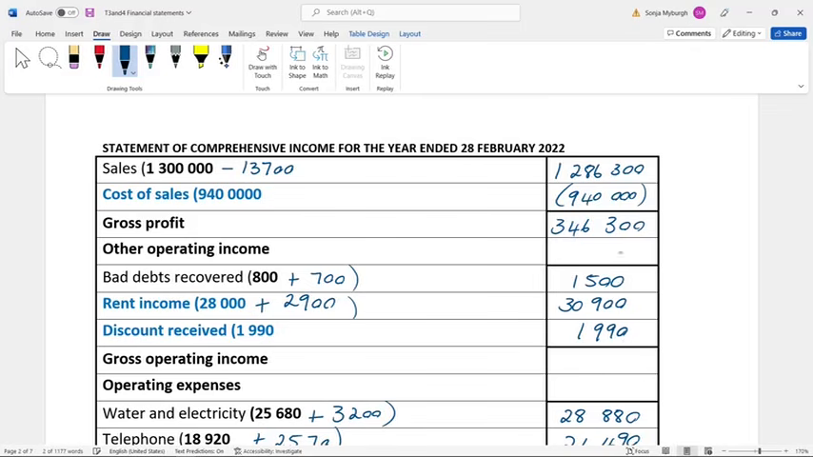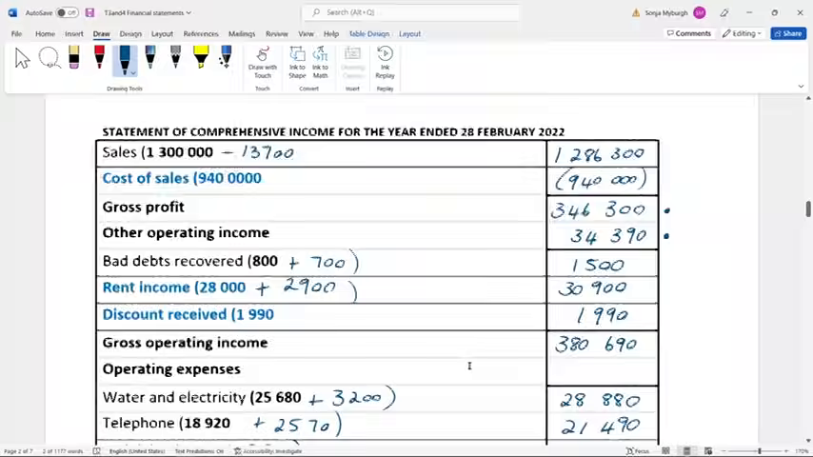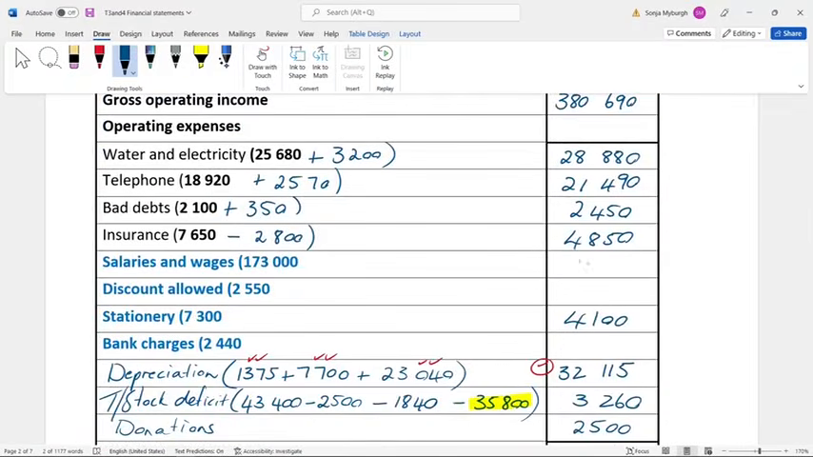If we add these, 34,390. Gross profit plus other operating income will give us the gross operating income, 380,690. When we get to the expenses, no adjustment on these, so I can just transfer the amounts to the final column. If I add up all the expenses, 277,635.